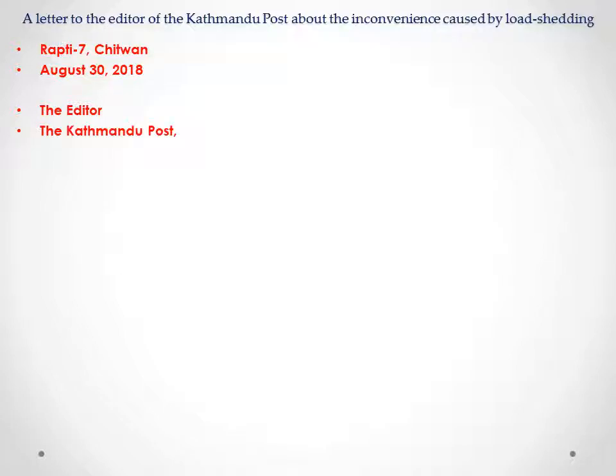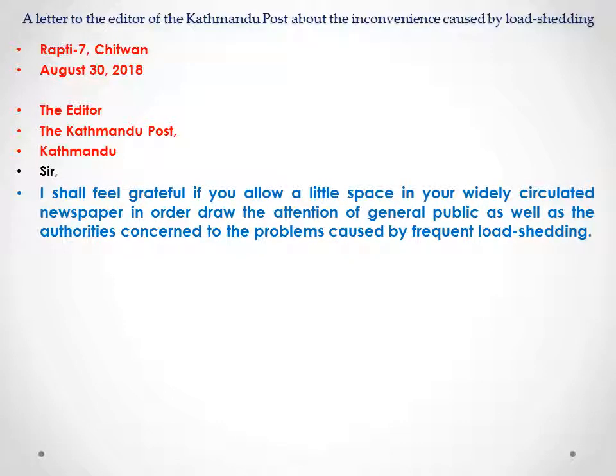The editor, the Kathmandu Post, and Kathmandu. It means first of all we have to write the editor, then the name of the newspaper, and the address where the office of the newspaper is located. Then after, we need to write the salutation: sir, dear madam, comma. Then after writing the salutation, we need to begin our first paragraph. As we have already discussed, in the first paragraph we have to write some lines in order to draw the attention of the concerned authorities and general public.